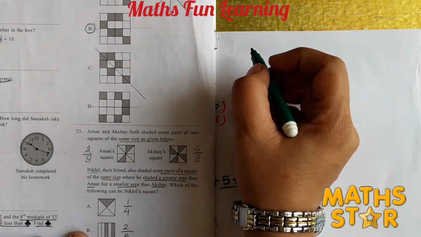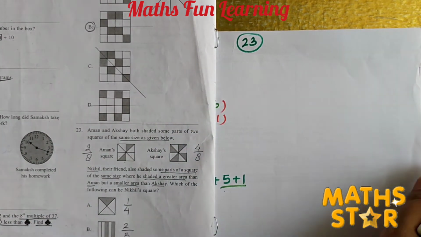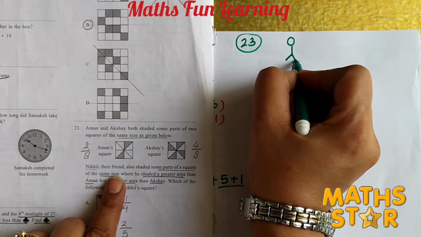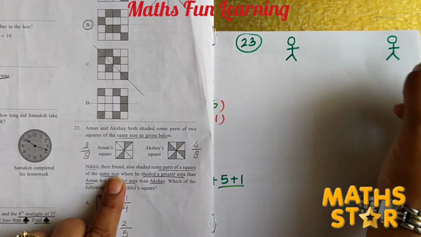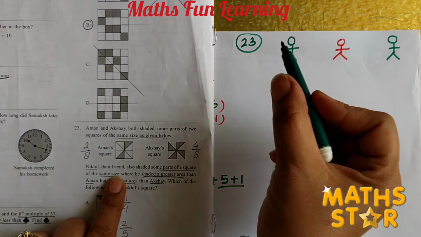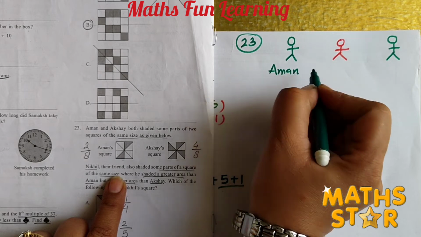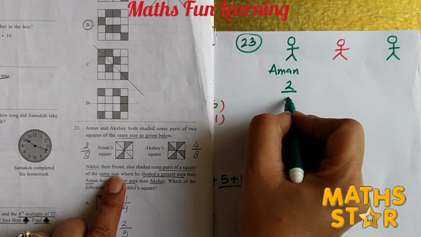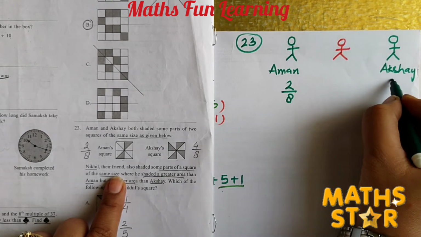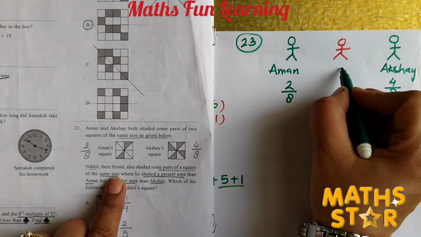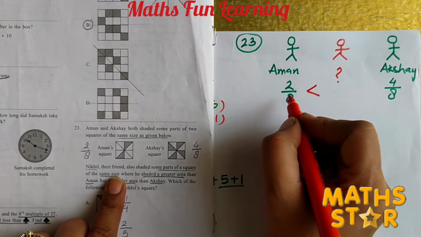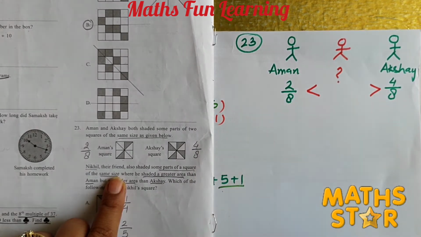So question number 23. Aman and Akshay, and this is Nikhil. Aman's shaded part fraction is 2 out of 8, and Akshay's shaded part fraction is 4 out of 8. You have to find out Nikhil's fraction. But it is said it should be bigger than Aman's fraction and smaller than Akshay's fraction.